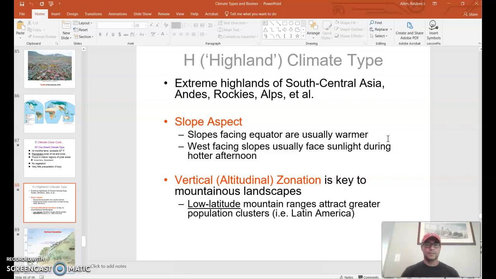Okay, so a couple of concepts I want to bring up here with the highland climate type. Considering slope aspect is very important. In other words, in which direction do certain slopes face?